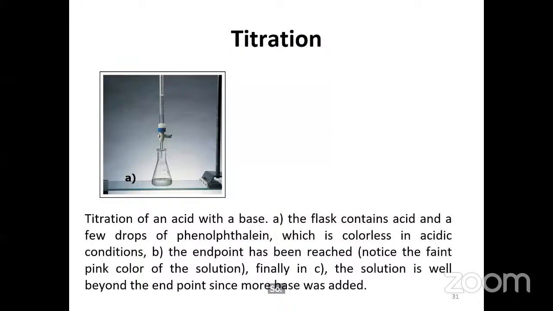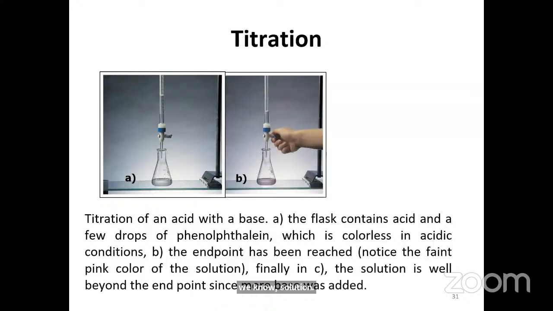We have this showing us the procedure, the titration of an acid with a base. The flask contains the acid. This time around, the acid was put in the conical flask, and you have a few drops of phenolphthalein. And we know that phenolphthalein is colorless in acidic solution. Now, on titrating and getting to the endpoint, that is in B, notice the faint pink color of the solution.